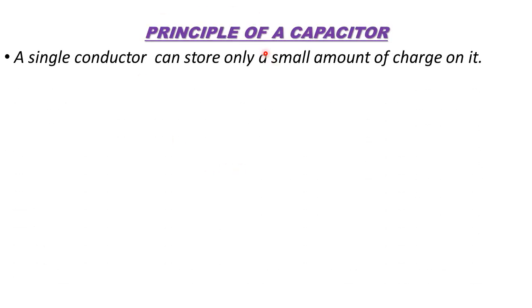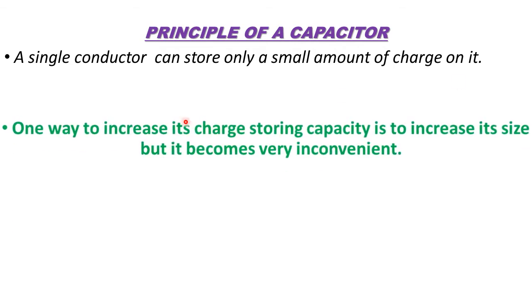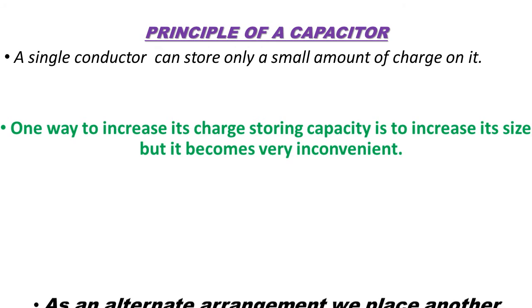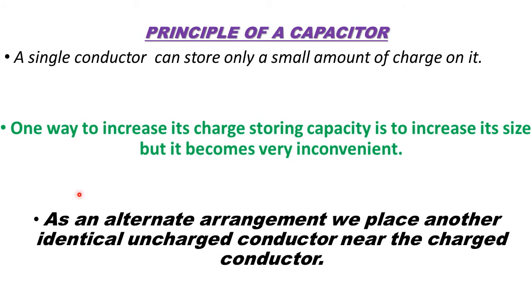On what principle is this capacitor based? A single conductor can store only a small amount of charge. If we want to increase the charge storage capacity of a conductor, we will have to increase its dimensions. Its size has to be increased, which will make it very bulky and inconvenient. So, what is the alternate arrangement? Is there any alternate arrangement to store a maximum amount of charge in a conductor? Yes. For that we place another identical uncharged conductor near the charged conductor.